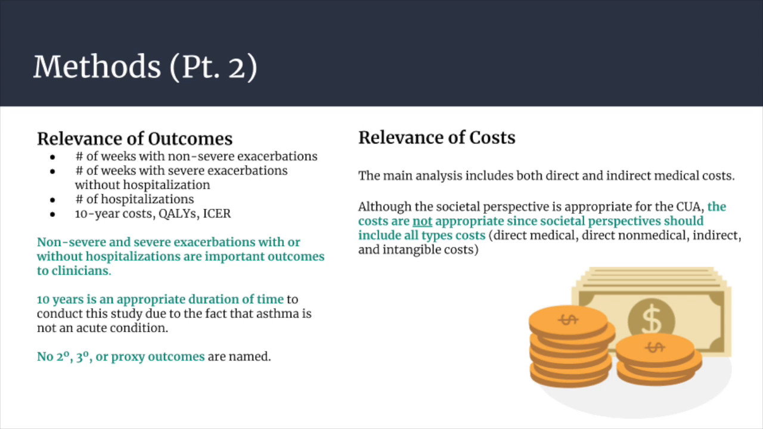As for the costs, the main analysis includes both direct and indirect medical costs. Although the societal perspective is appropriate for the CUA, the costs are not appropriate, since the societal perspective should include all types of costs, including direct medical, direct non-medical, indirect, and intangible costs.